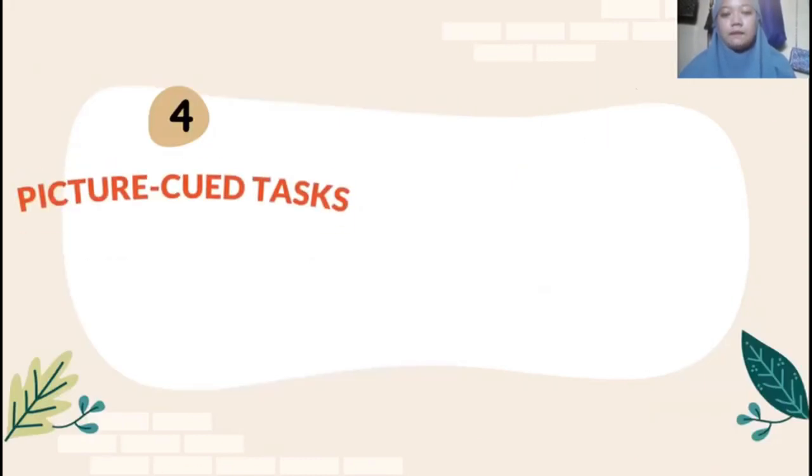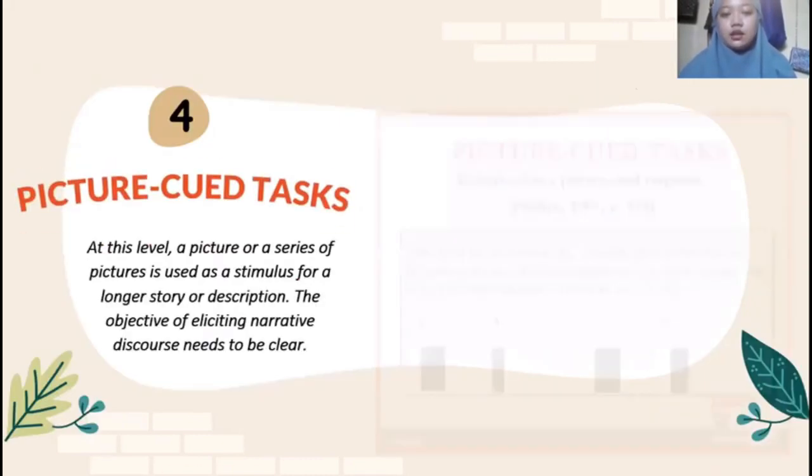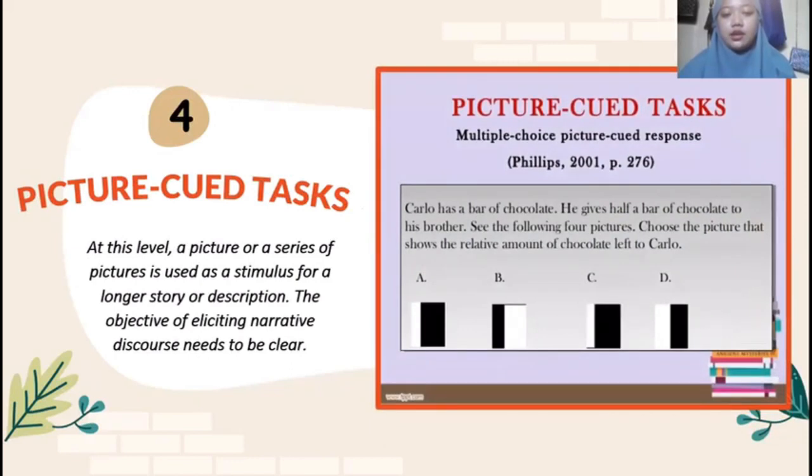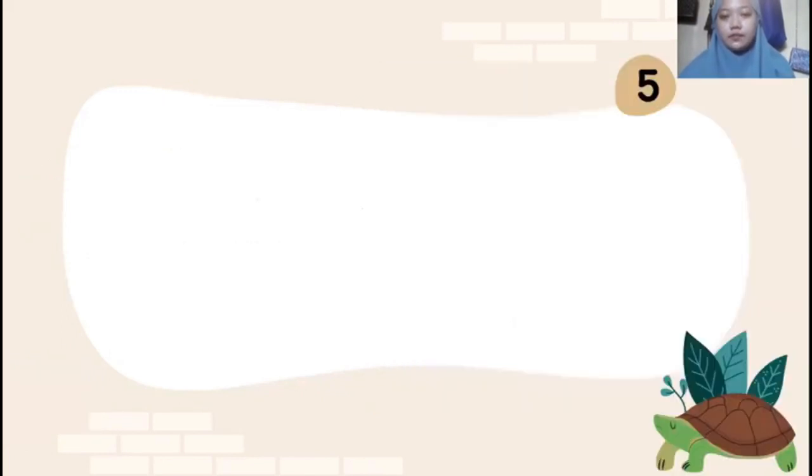The fourth, picture field task. In this level, a picture or a series of pictures is used as a stimulus for a longer story or description. The objective of eliciting narrative discourse needs to be clear.